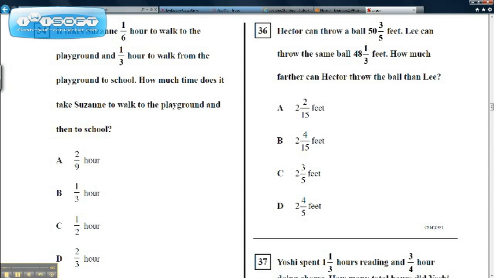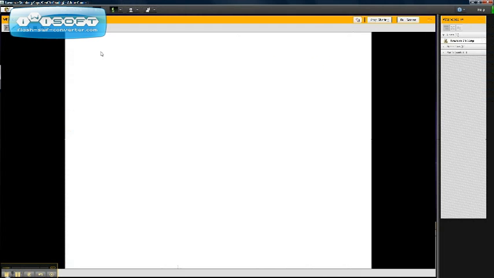So Suzanne takes 1/6 of an hour to walk to the playground and 1/3 of an hour to walk from the playground to school. How much time does it take Suzanne to walk to the playground and then to the school? So I look at my choices, and then I'm going to go ahead and set my problem up and find a common denominator because my denominators are unlike. Let's try blue.